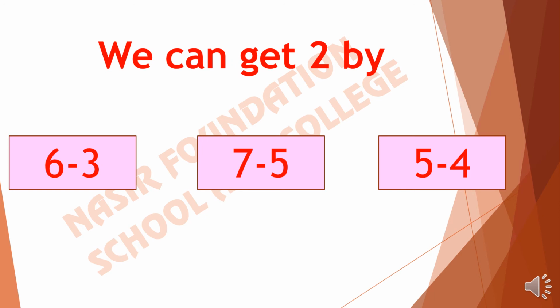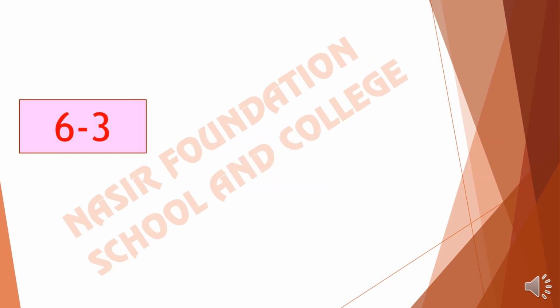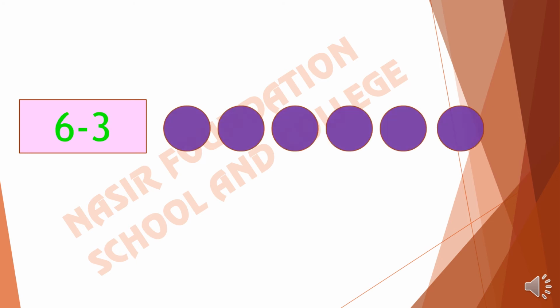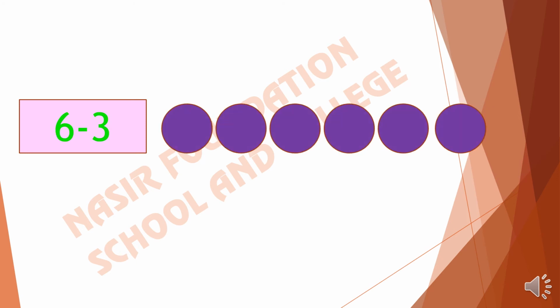How can we get 2? Here 3 options are given. If we subtract 3 out of 6, if we subtract 5 out of 7 or if we subtract 4 out of 5, how can we get 2? Let's take first option. We have to subtract 3 out of 6. Here 6 circles are shown. We have to subtract 3. 1, 2, 3 and we are left with 1, 2, 3. So this is not the correct answer because we need 2.